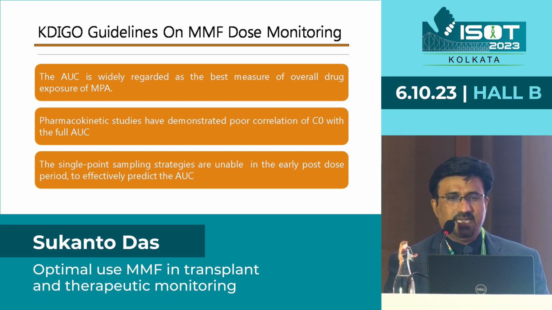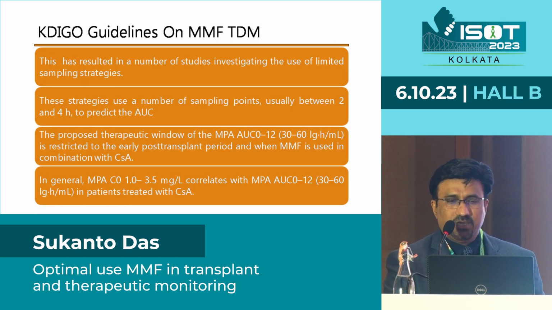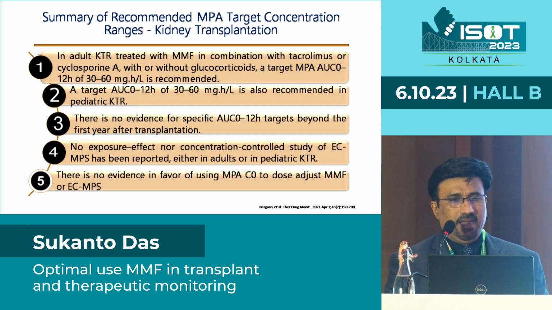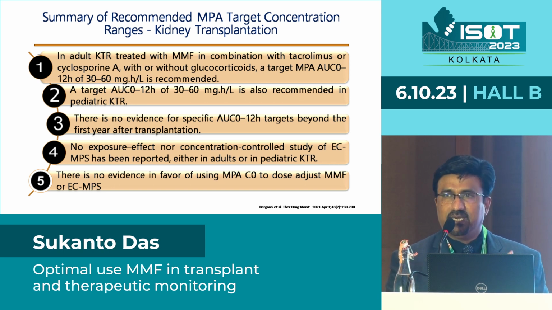Therefore, they have suggested that the area under the curve will be more predictive and better in terms of clinical outcomes of this drug. The proposed therapeutic window for MPA area under the curve is 30 to 60, which is restricted to the early post-transplantation period. So, if we come to the summary recommendations, whether in adult kidney transplant recipients or in pediatric kidney transplant recipients, the drug level, that is the area under the curve that is desired, is 30 to 60. There is no evidence for a specific area under the curve target beyond the first year after transplantation, and there is no evidence in favor of using MPA C0 to adjust dose levels of MMF.